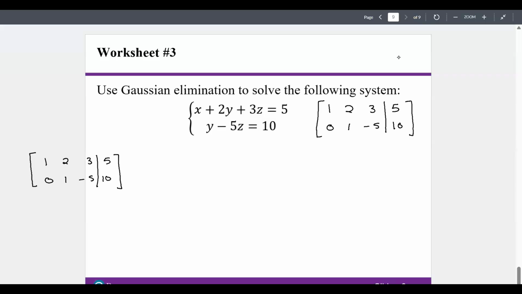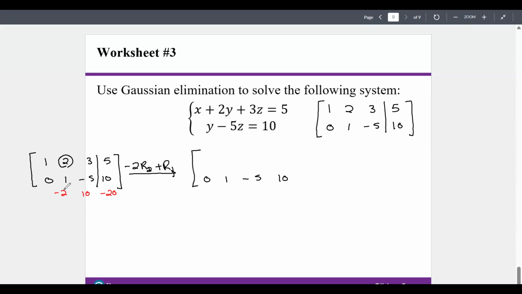All right, so our matrix would look like 1, 2, 3, 5, 0, 1, -5, 10. It's going to be very similar to the last one. If I want to turn this 2 into a 0, I just do -2 R2 plus R1, meaning that this row is just 0, -2, 10, -20. Maybe that's what I was looking at when I did the last one. So the bottom row is not changing at all.